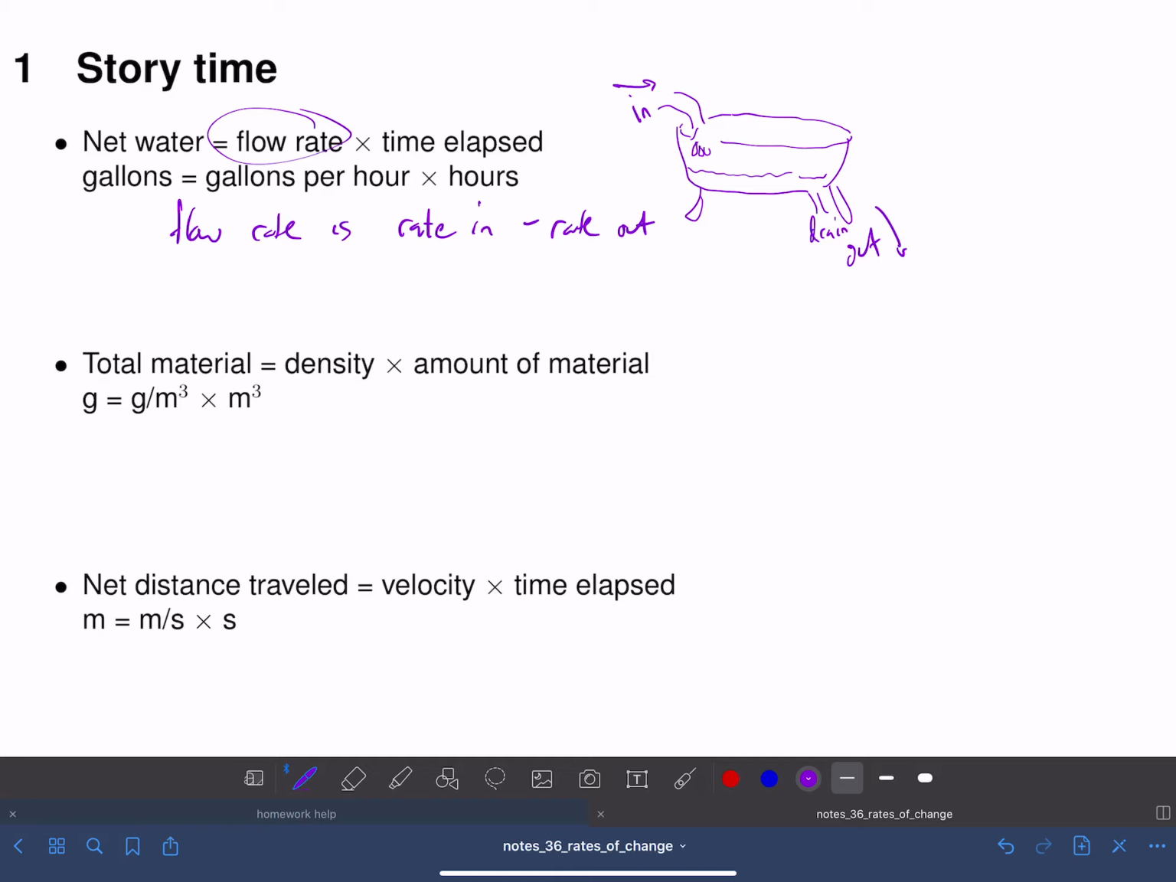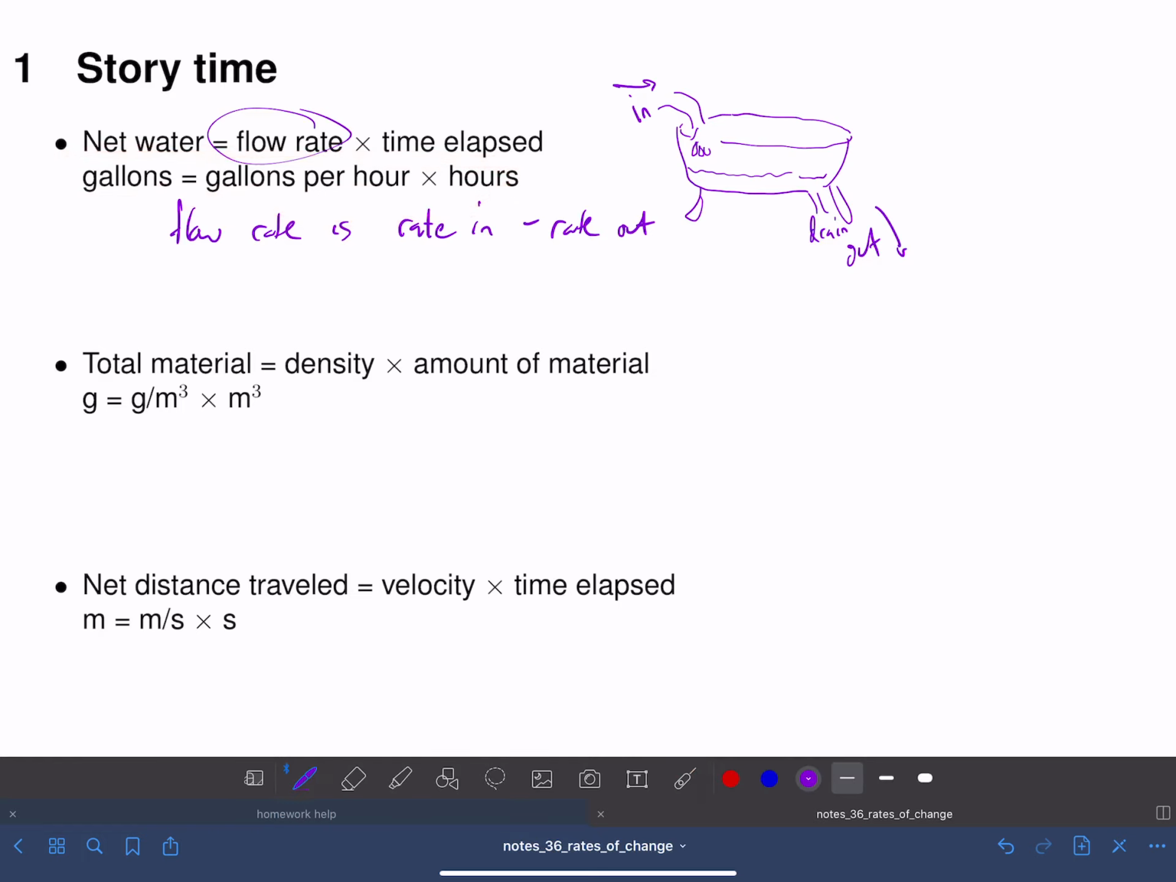And if we do dimensional analysis on this, looking at flow rate times time elapsed is like gallons per hour times number of hours, or gallons per minute times minutes is probably a more practical thing to be measuring. It's gallons per time times time. And so I think the dimensional analysis here is quite revealing.